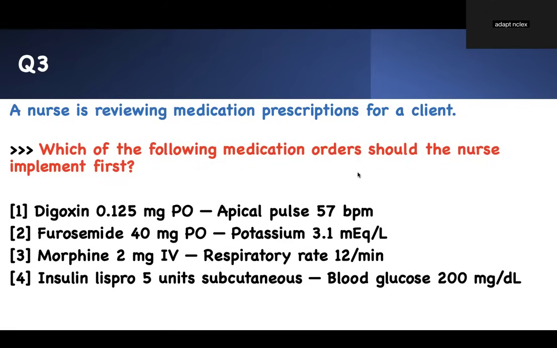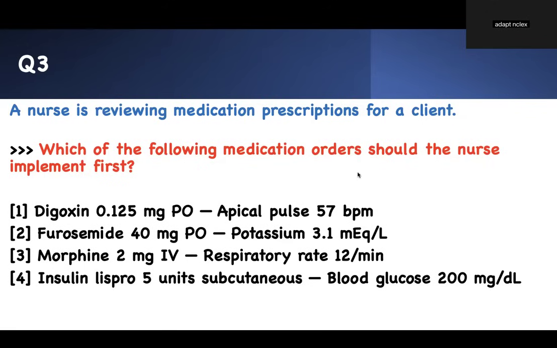Digoxin, 0.125 milligram PO. Patient's apical pulse is 57. Furosemide, 40 milligram PO. Potassium, 3.1. Morphine, 2 milligram IV. Respiratory rate is 12. Insulin lispro, 5 units sub-Q. Blood glucose is 200. Which of these would you give to the patient? The question looks a little bit intimidating, but all it's asking is for you to think critically. Which one would you give to the patient first?